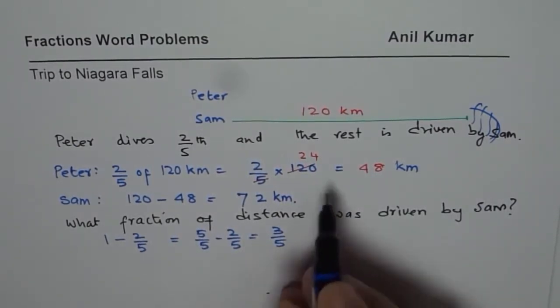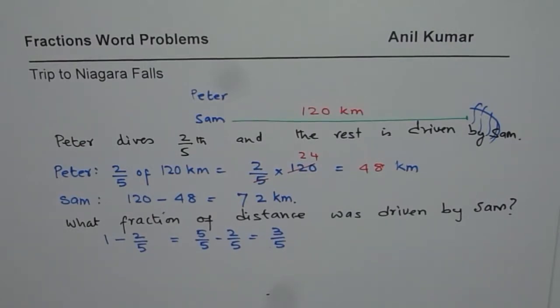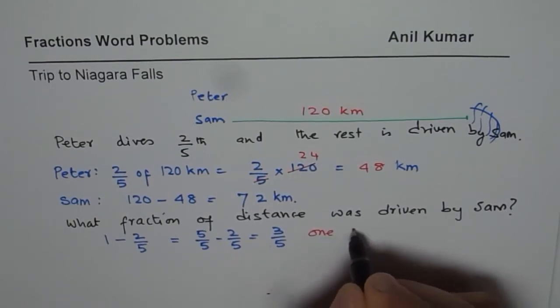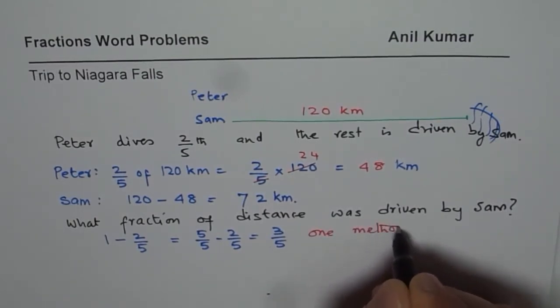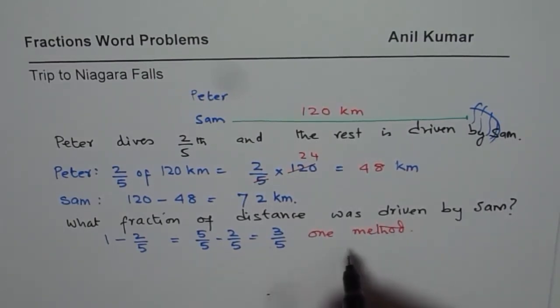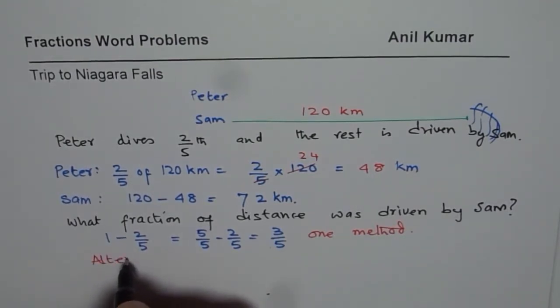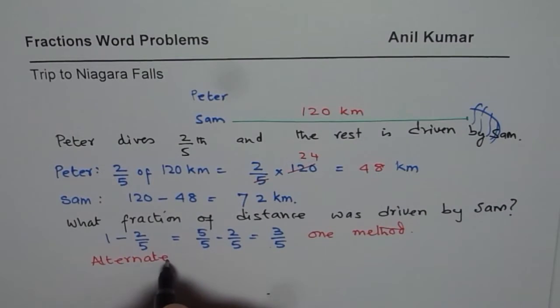So 3/5 of the distance was driven by Sam, right? So that is one way to find the answer. So that is one solution. So this is one method to find the fraction of distance driven by Sam. Now can you tell me an alternate method of getting the same answer?